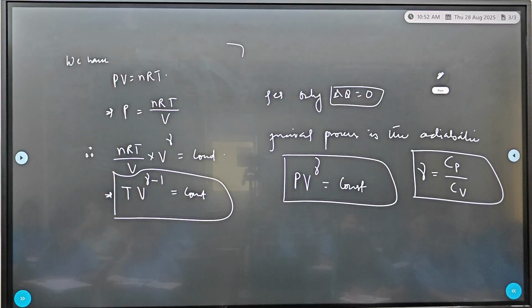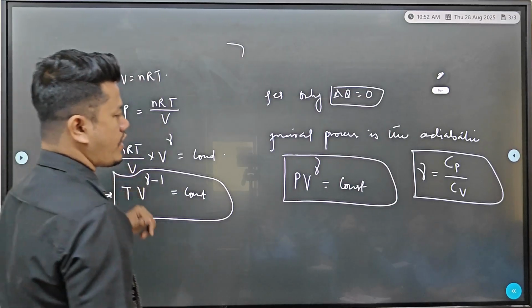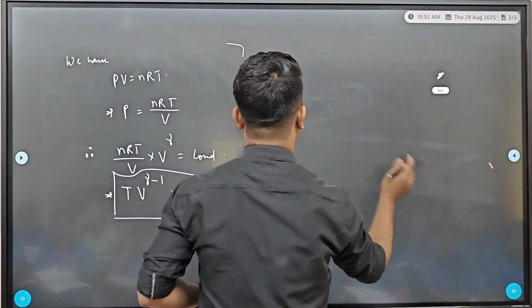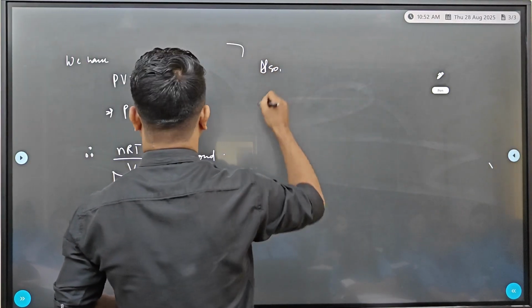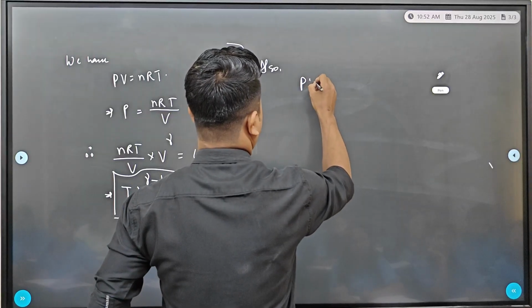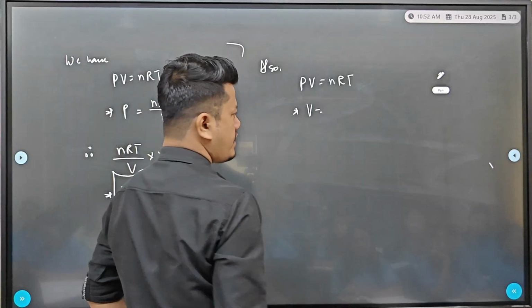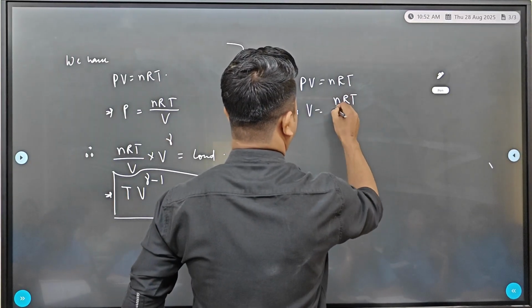Done? Okay, let's go for one more interpretation. Same process. Also, can I write here PV equal to nRT? Now let me find out the value of V. V can be written as nRT by P, yes or no?